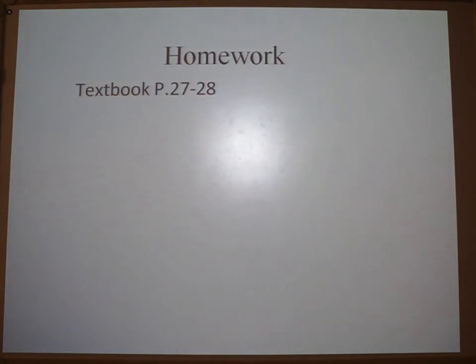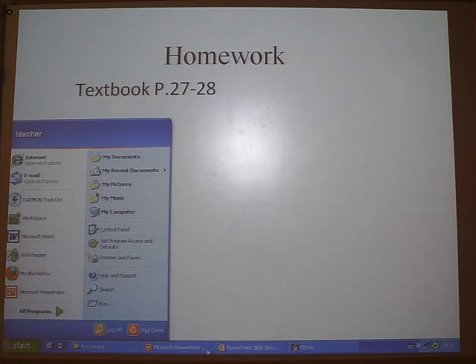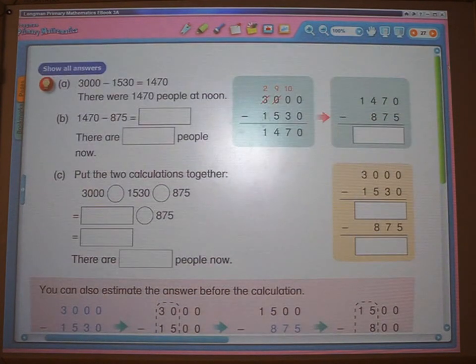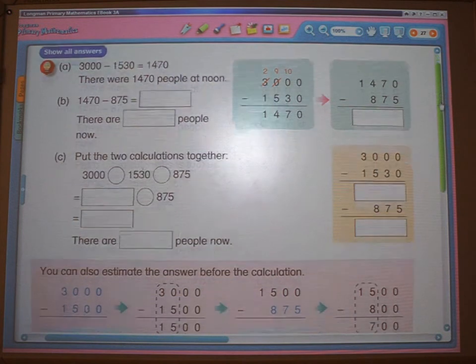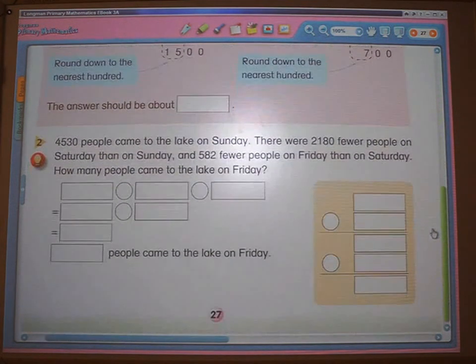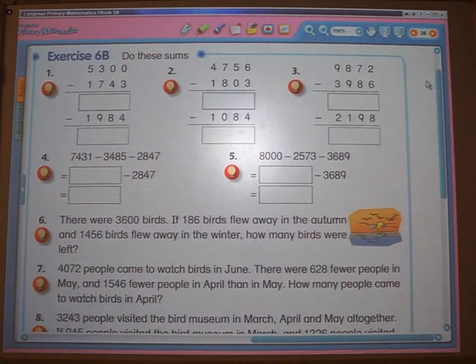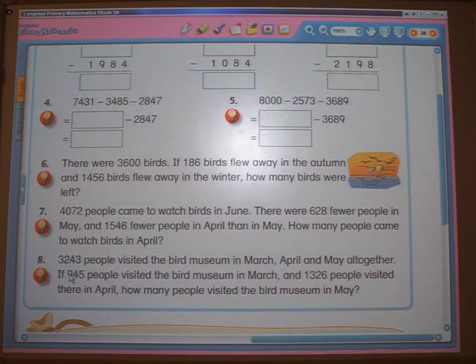And here is the homework. It will be on page 27 and page 28. Please fill in all the blanks on page 27. And finish all the questions on page 28 from question 1 to question 8.